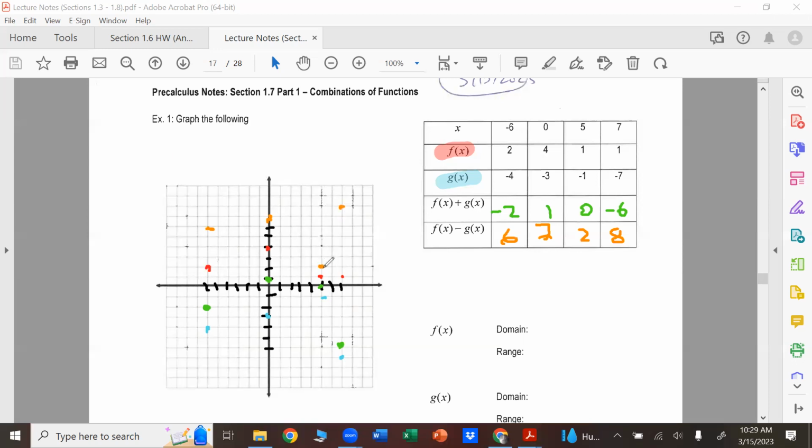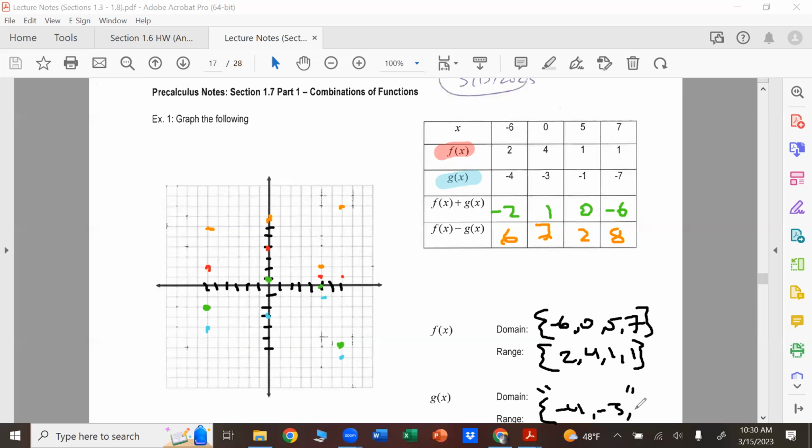So yeah, that's all. Domain, you just give the x coordinates. So obviously the domain is going to be the same for everything. And usually we'll put these in braces. I'll just go black. So you write that like -6, 0, 5, 7. The range, of course, would be 2, 4, 1, 1 for f. For g, I'll put little double quotation marks because it's the same as before. But range, of course, is -4, -3, -1, and -7.